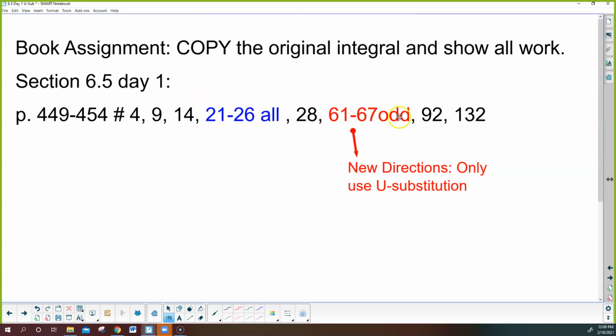For the red ones, only do U-substitution. So use those directions for the red one. The directions they give you, they have you do it two different ways. I just want you to practice U-substitution. Okay? And I think the last problem or two gets into the conceptual understanding. So make sure you do that. And please make reference to my answers as you work through it.